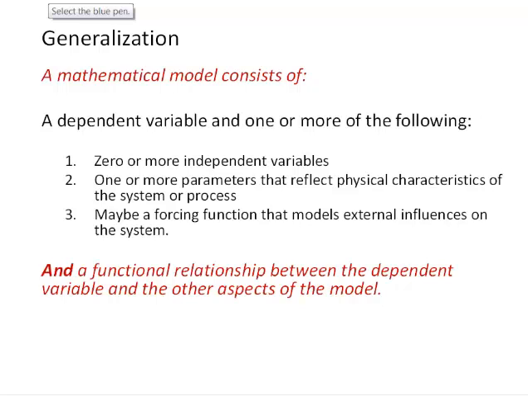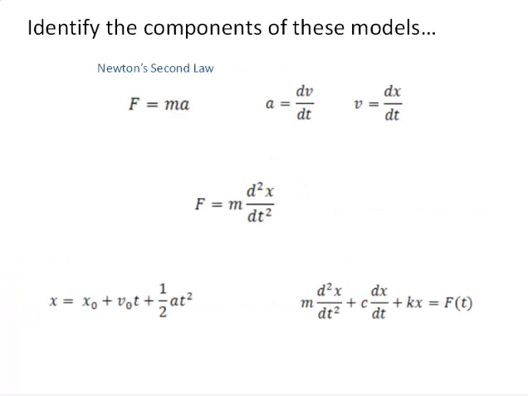So in general, a mathematical model is going to consist of a dependent variable and one or more of the following: 0 or more independent variables, 1 or more parameters that reflect physical characteristics of the system or process, and maybe a forcing function that models external influences on the system. And importantly, that mathematical model will include some sort of functional relationship between the dependent variable and the other aspects of the model. So let's take a look back at the models we've identified as examples and see how we can classify the variables into those categories.